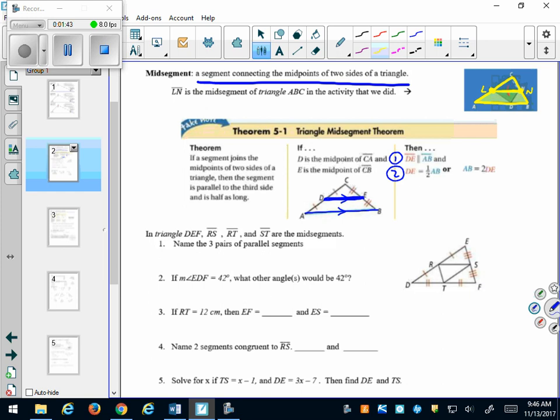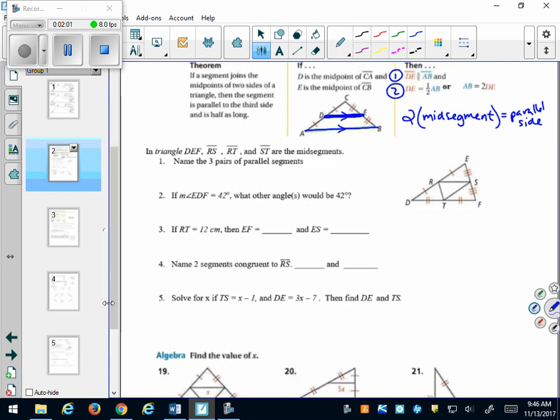So I like to think of it this way: 2 times the midsegment equals the parallel side. Okay, so if you can remember that, I keep repeating that, then you'll be able to write equations and solve in different examples.